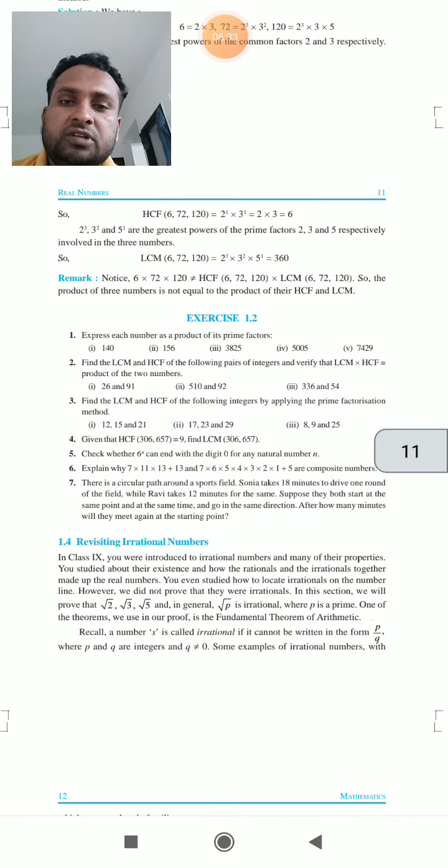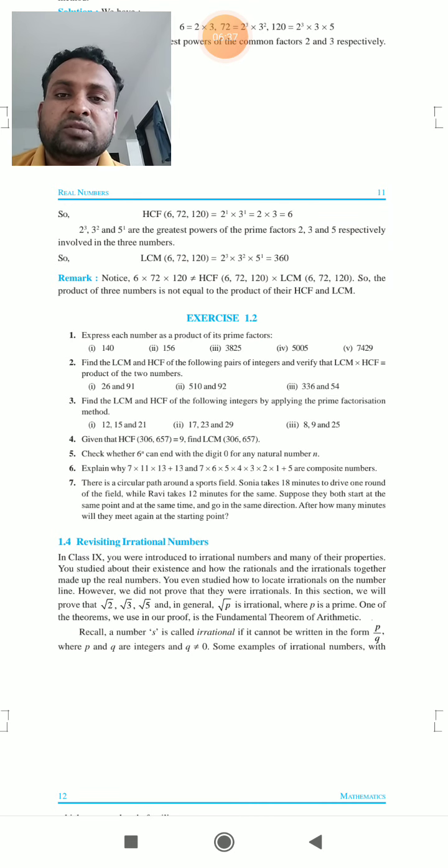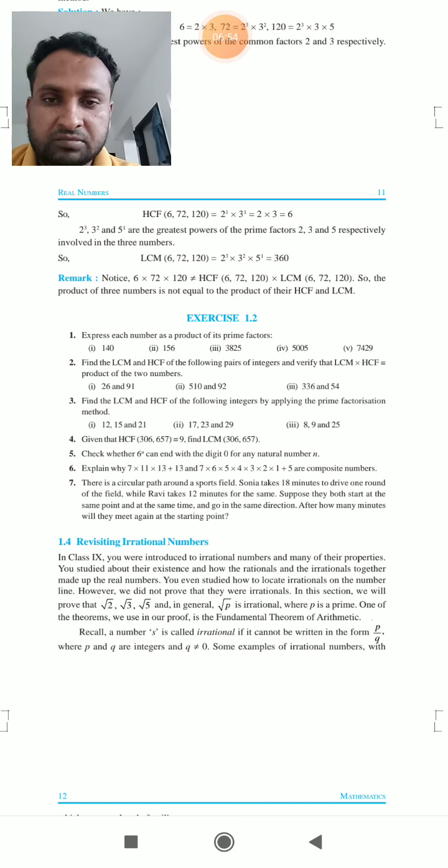Now come to the next, exercise number 1.2. Express each number as a product of its prime factors. See how to find the prime factors of the given numbers by the long division method: 140, 156, 3825, etc. By factorization you have to find the factors of the given numbers.